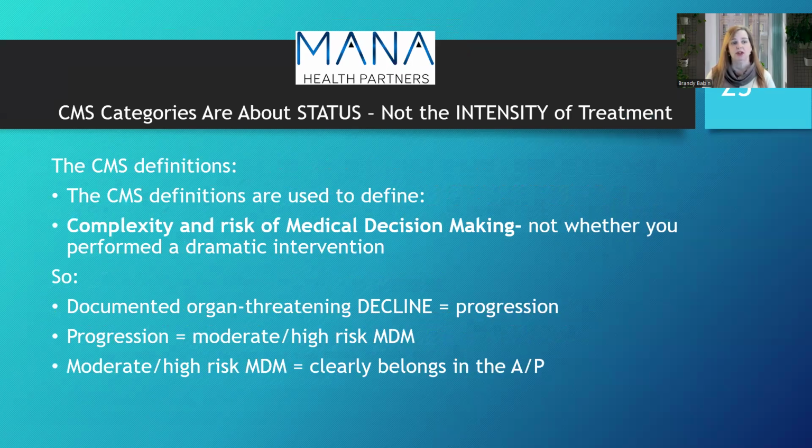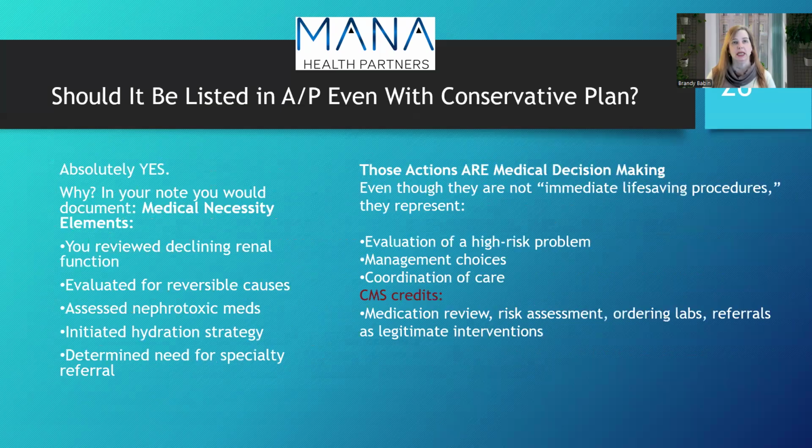So the CMS definitions are used to define the complexity and the risk of medical decision making, not whether you performed a dramatic intervention. That medical decision making may be, we're not going to do aggressive care, we're not going to send them to the hospital, etc. So should it be listed in the assessment with a conservative plan? Absolutely, you've got to document it. Should that be number 4, 5, 6, 7 on your assessment and plan? No, it probably should go pretty close to the top.